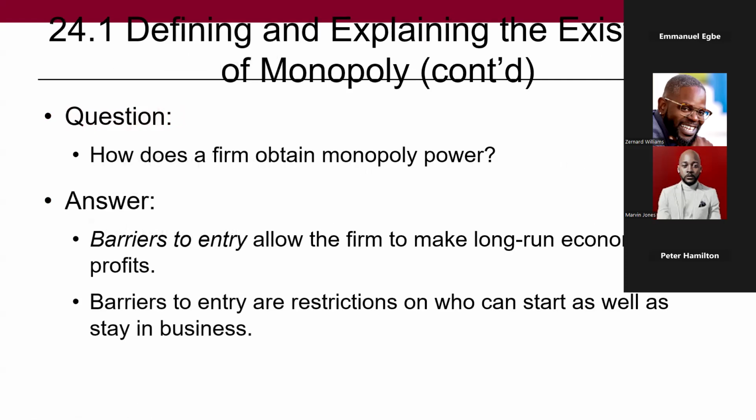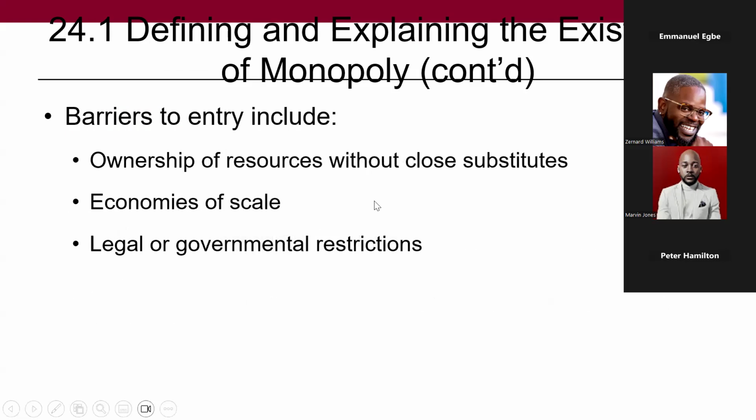Now, the question is already answered. How does a firm obtain monopoly power? Barriers to entry make it difficult for others to enter. The amount of capital needed to enter, or the technology that is unique to a business, are examples of barriers to entry.